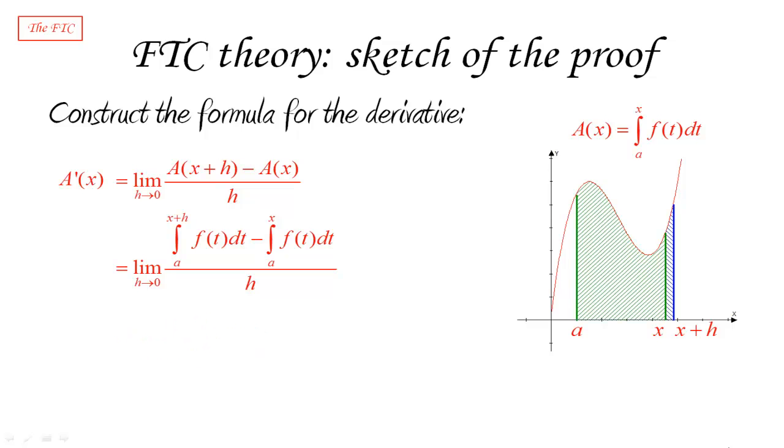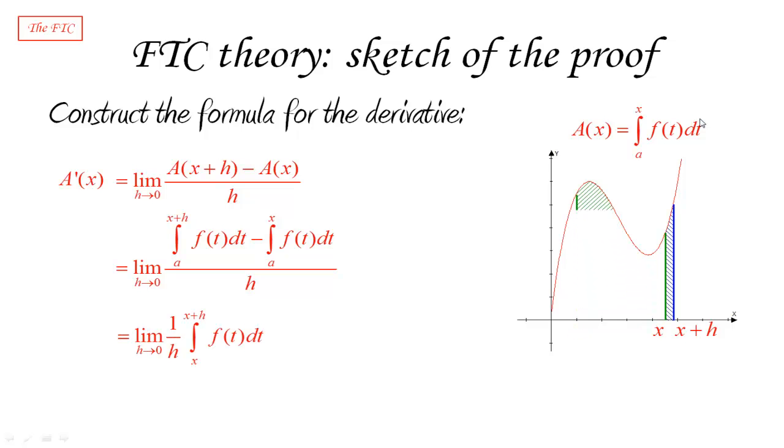Let me rewind and show you again. Okay, so I'm looking at the difference between those two areas. The one area is the area between a and x plus h, so that is the green plus the blue. The second one is just the green, so when we subtract them we end up with this one, which is just the blue area.